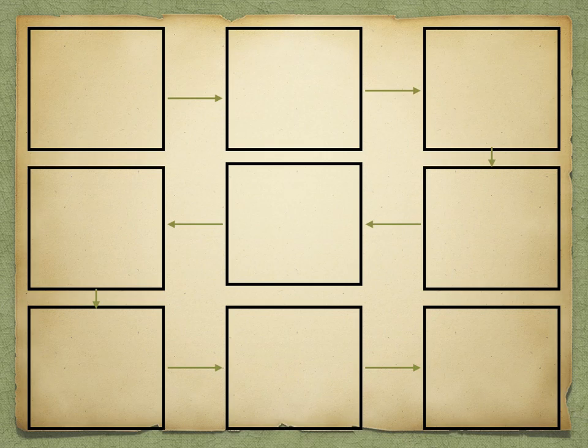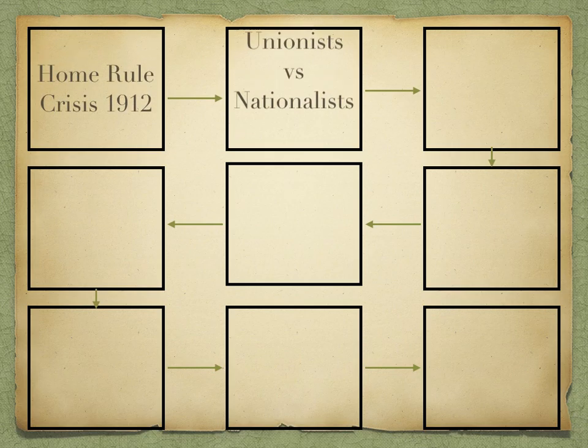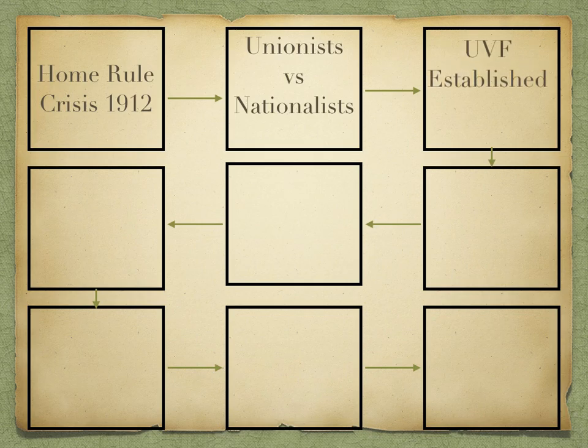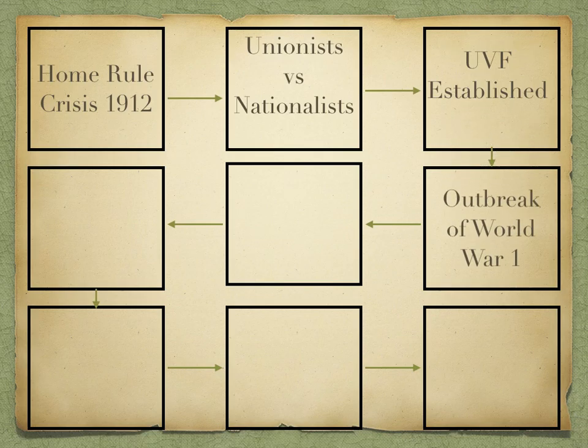We have been dealing with Northern Ireland since the beginning of our videos on Irish history. It really kicked off with the Home Rule crisis of 1912. In this, remember, we saw the Unionists against Nationalists. The UVF was established in Northern Ireland. The Solemn League and Covenant was signed again with their opposition to Home Rule. Then there was the outbreak of World War I, where a lot of the UVF and the Irish Volunteers went to join the British in the war.